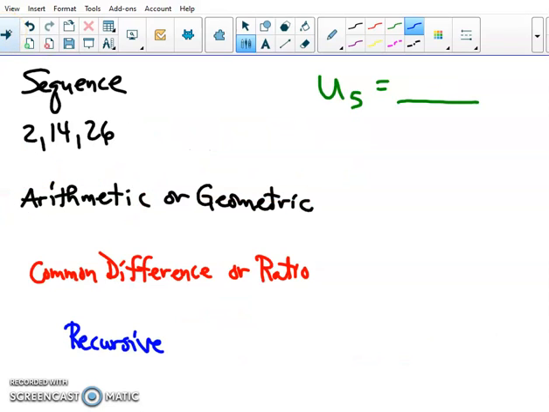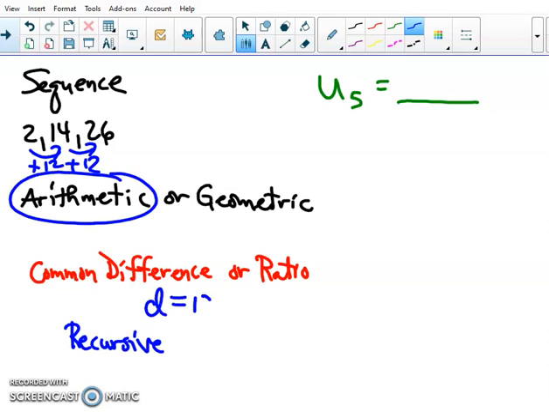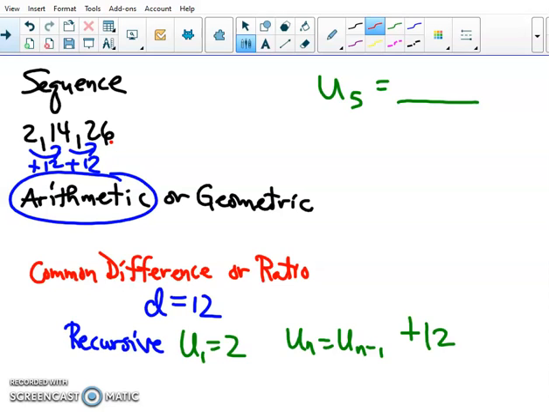The next sequence, again, I'm looking for a common difference. 14 minus 2 is 12. 26 minus 14 is also 12. So that means this is arithmetic because we are adding 12 each time. So the recursive will be U of 1, which is 2. U of n equals U of n minus 1 plus 12, since we're adding 12 each time. For the fifth answer, we need to go 2 more, so we're going to add 12 2 more times. That's going to be 38 and then 50. So U sub 5, the fifth answer, is going to be 50.